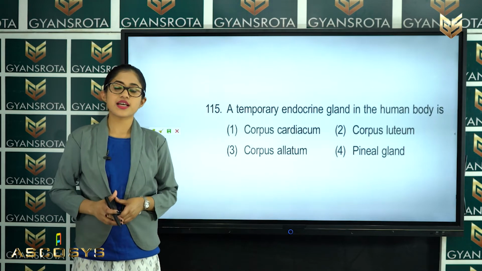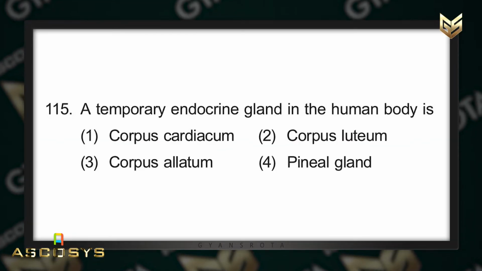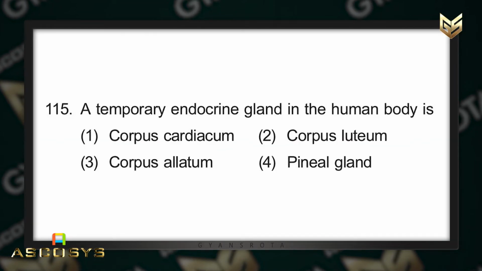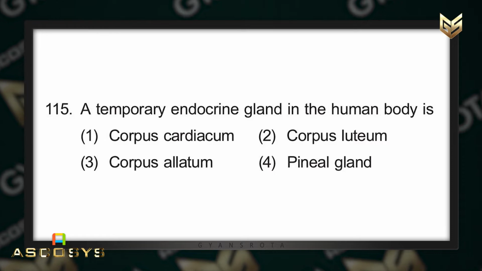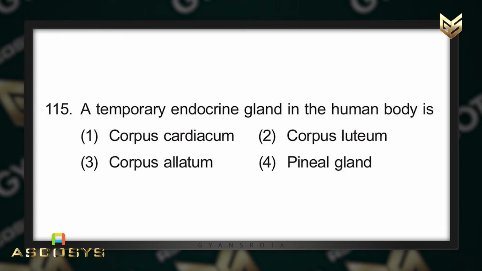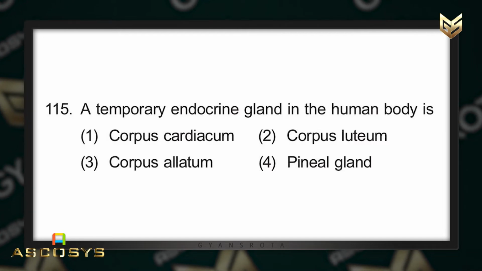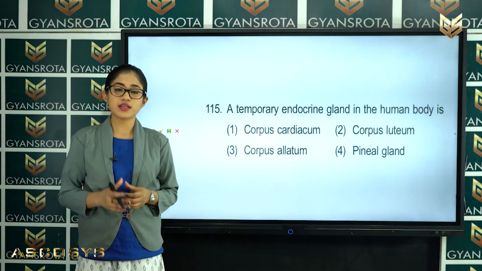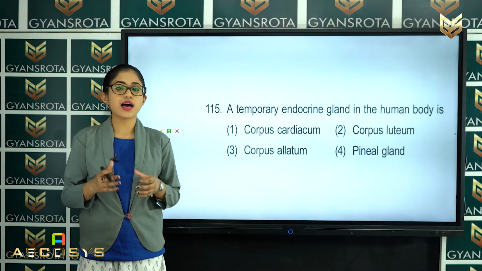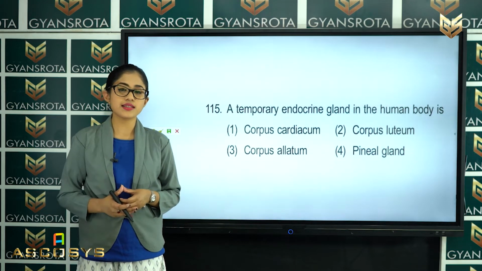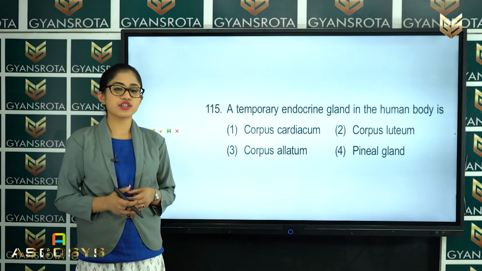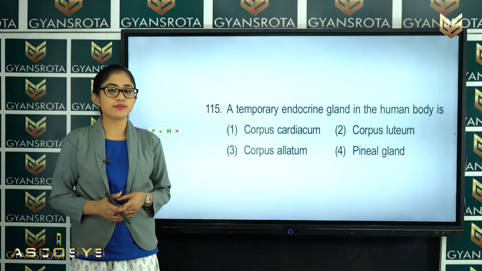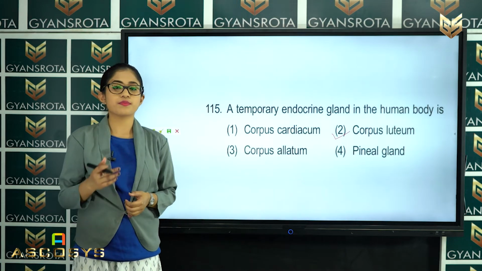Now, in the next question, that is question number 115, a temporary endocrine gland in the human body is corpus cardiacum. Option number 2 is corpus luteum. Next option is corpus callosum, and option number 4 is pineal gland. So, in the chapter Chemical Coordination and Integration, we have discussed the endocrine glands. So, what is the correct answer to this question? That is option number 2, that is corpus luteum.